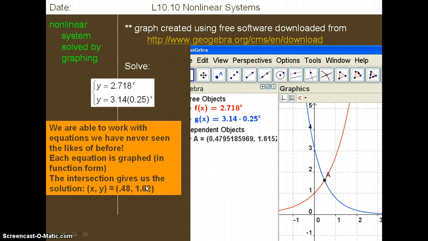You'll notice that, as always, the intersection gives us the solution, the point where both graphs are satisfied. The red shows all the possibilities for the red equation. The blue shows all the possibilities for the blue equation. The part where the system, or both equations, is true is right here at the intersection A, which is given right here in this ordered pair. I have rounded to say that x is about equal to 0.48 and y is about equal to 1.62.